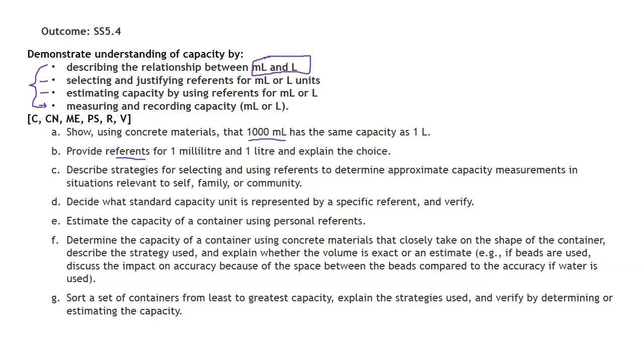Estimating the capacity of a container. So if I brought in a bathtub and said, how much do you think it holds? You would be able to think, well, I know that a rain barrel is this much or a milk jug is this much. The next one, determine the capacity of a container using concrete materials that closely take on the shape, and then you have to kind of adjust, because if you use beads, well, beads don't fit right together like milk does, so you might have to adjust your accuracy a little bit. And then being able to sort containers from least to greatest, explaining the strategy that you've chosen.